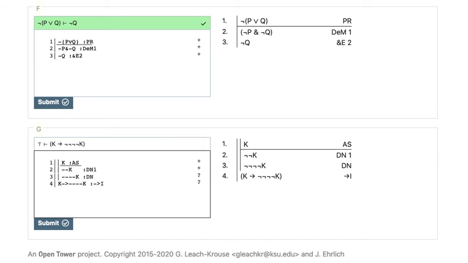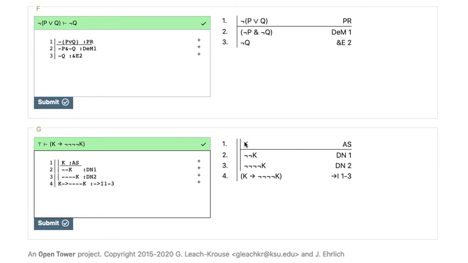In the subproof, we start with K. We add 2 negations by double negation on line 1. Then double negation on line 2 gives us 4 negations and then K. That's what we wanted to end up with in the subproof. So back out in the main proof, we conclude K arrow not K by conditional introduction on that subproof, 1 through 3. So that's a proof of a theorem.